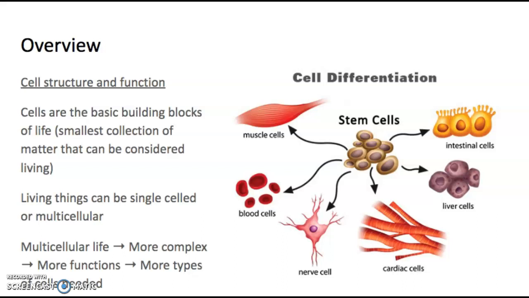Cells are really the basic building blocks of life. They're the smallest collection of matter that can be considered living. And all cells start out as sort of blank slates, which is what this image here is showing. And then we're really special organisms because we can take these blank slate cells and do a process called differentiation. We can change them into different shapes. Look at all the different shapes of these cells.